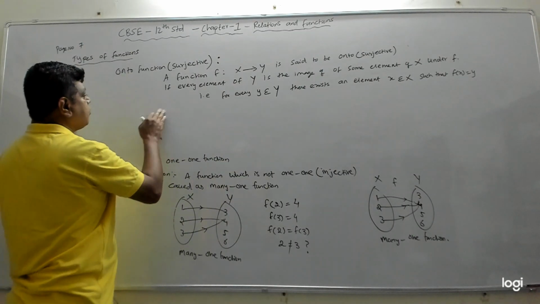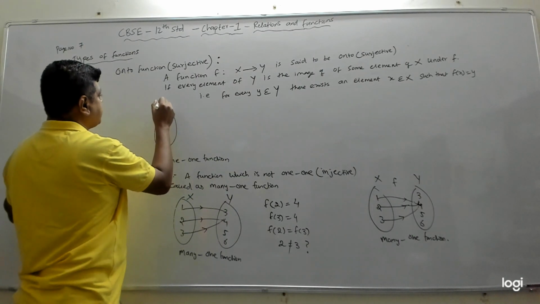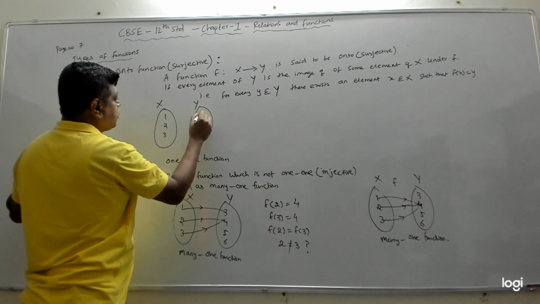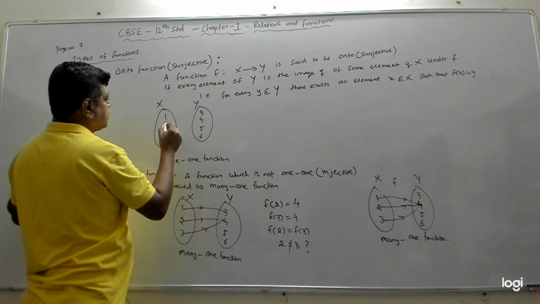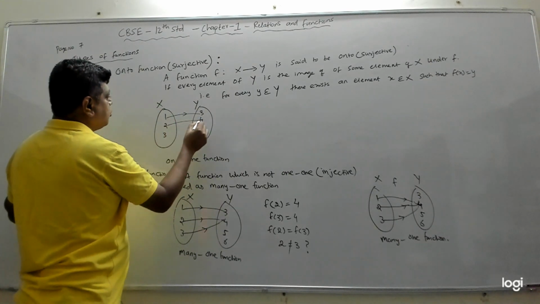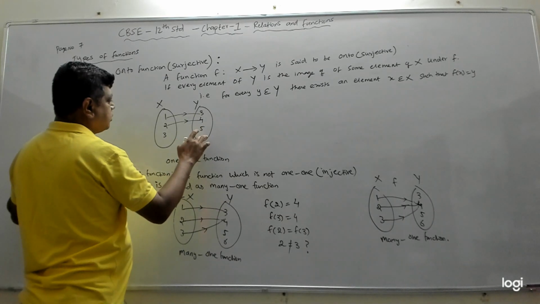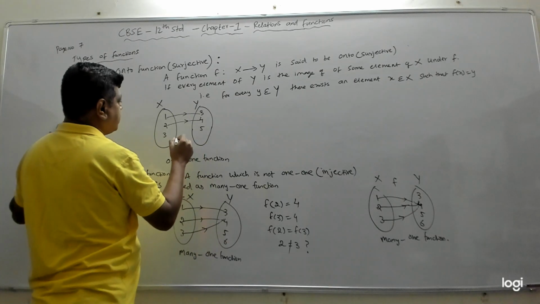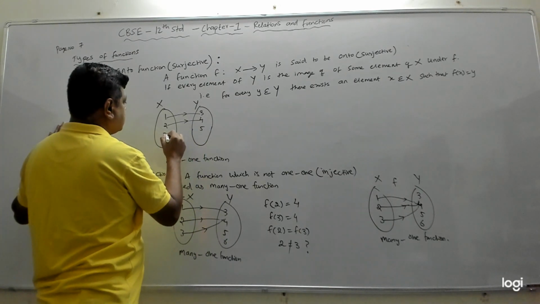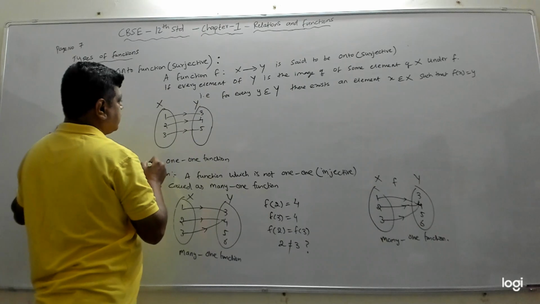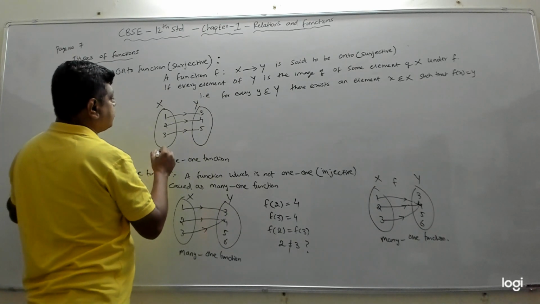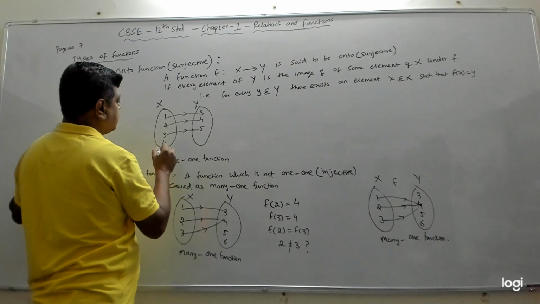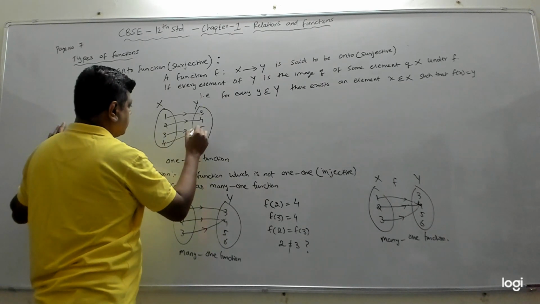For example, let me give one example. Suppose we take the same set X, and another set Y: 3, 4, 5, 6. So suppose 1 goes to 3, 2 goes to 4. Right. Then 3 goes to 5. And suppose 4 also goes to 5.